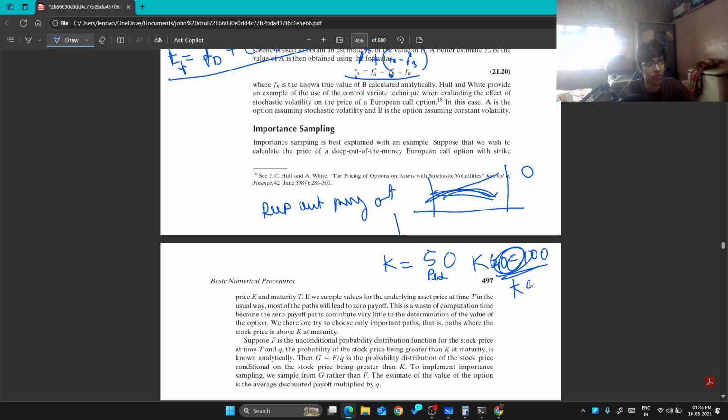So till 50 we will sample the value from 0 to 50 in such a way that the probability of exercising would be higher, and that is importance sampling here, because of zero payoff, and this is the probability distribution of the stock condition.